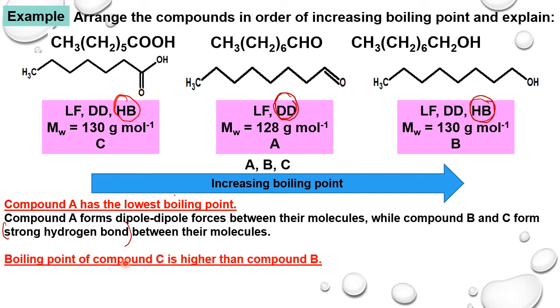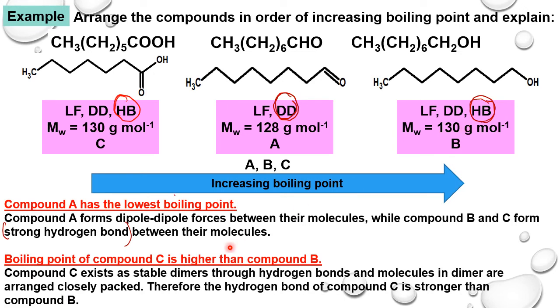The second explanation, we will say the boiling point of compound C is higher than compound B. C is higher than B. Earlier we explained why A is the lowest, then why C is the highest. Why is C higher than B, when both form hydrogen bond? This is because compound C exists as stable dimers through hydrogen bond, and molecules in dimer are arranged closely packed. Therefore the hydrogen bond of compound C is stronger than compound B. So there must be a comparison of the strength of the hydrogen bond, same as above: comparison between the strength of intermolecular forces. Okay, so this is the answer you will give. Simple. Like I mentioned, if it involves different types of intermolecular forces from different compounds, this is how you answer it.